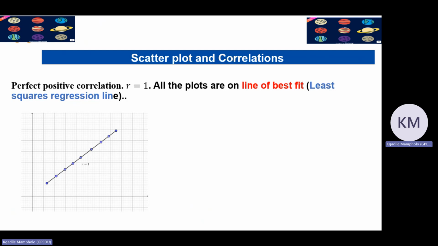But it does not mean that if you don't have a scatter plot and you don't have the least squares regression line, then you cannot determine the strength of the correlation. You use a calculator. That is something I'm going to show in the next slides. If you find that R is 1, then the comment would be that there's a perfect positive correlation.